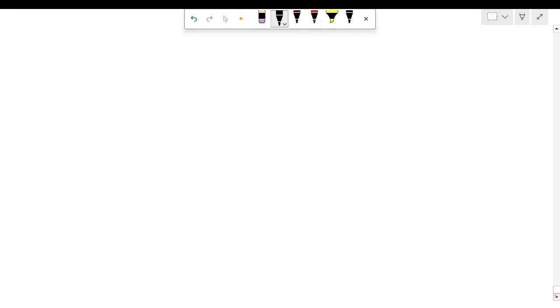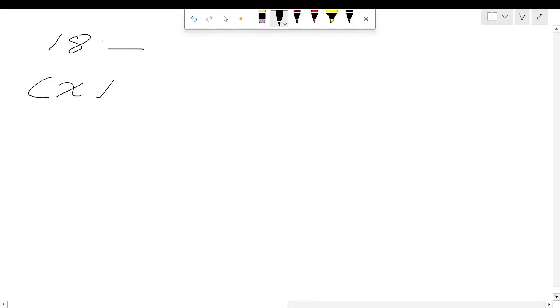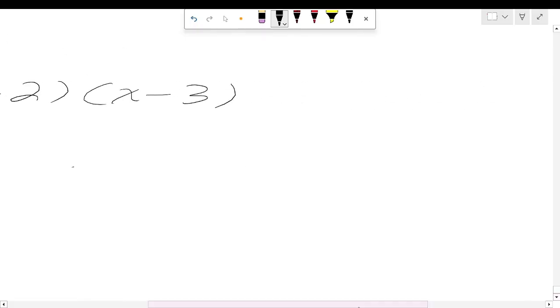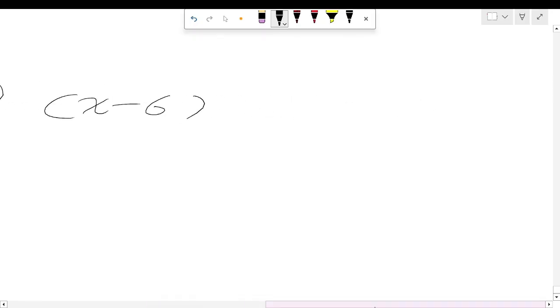So let's write question number 18. So question number 18, here we have an expression. It is x plus 1. Then we have x plus 2. We have x minus 3. What do we have next? Then we have x minus 6, and then we have 21x square.